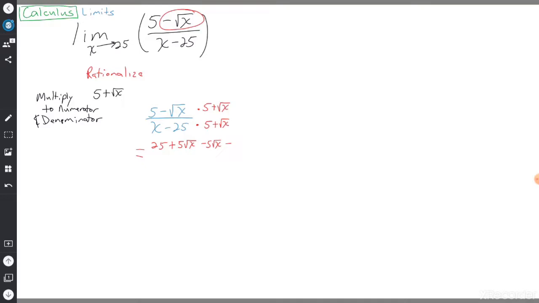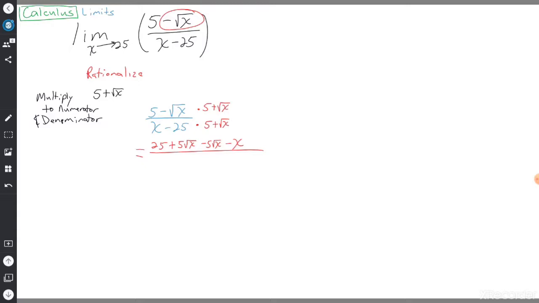Just to make sure you understand, when we multiplied, we had negative square root of x times a positive square root of x. Whenever we multiply the same root with the same base on the inside, it becomes whatever is on the inside. Negative times a positive gives you a negative, so this becomes a negative x. So that's the top part, and we're going to eventually combine like terms.